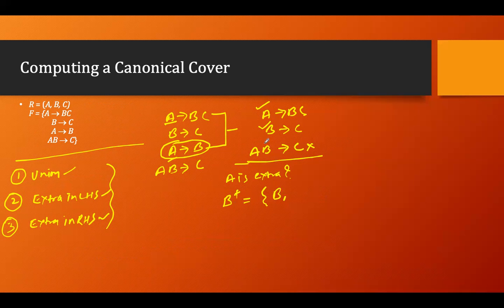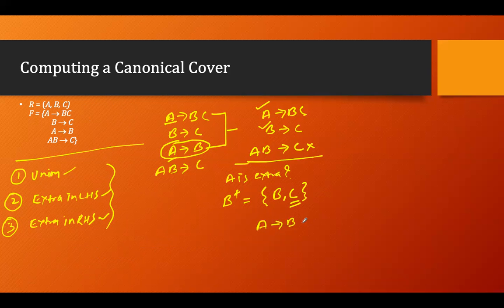B will come. We are not using it, right? Rest of the thing we have to use. Now is B determining anything? Yes, B is determining C. So as you see, you are getting C here. So if you are getting C, it means that this A is extra here. Now, if we find out this A is extra here, so we'll remove A by writing the functional dependency.